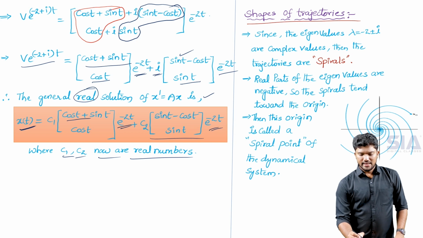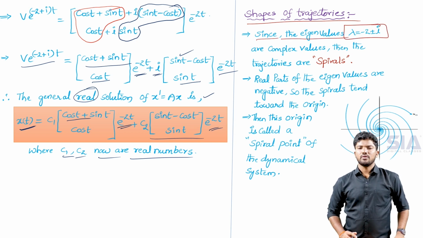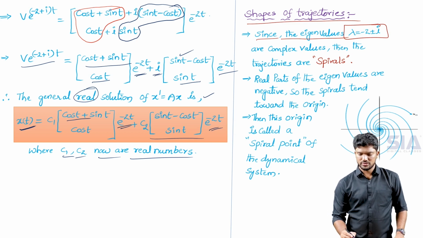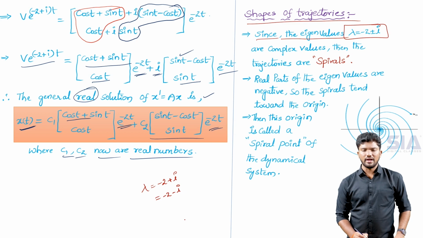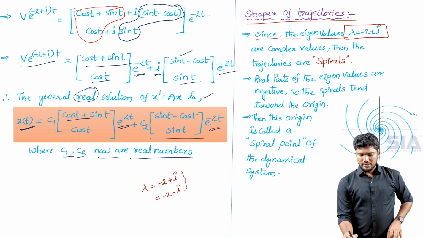So here, since the eigenvalues are capital lambda, lambda is equal to minus 2 plus or minus i. Those are the eigenvalues. Here you can observe that lambda is equal to minus 2 plus i is one value and minus 2 minus i is the other value. Two complex eigenvalues are there.